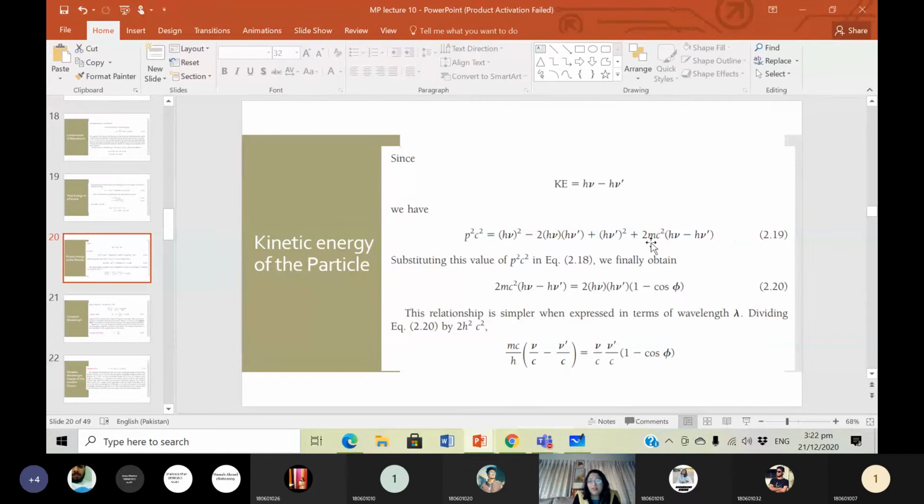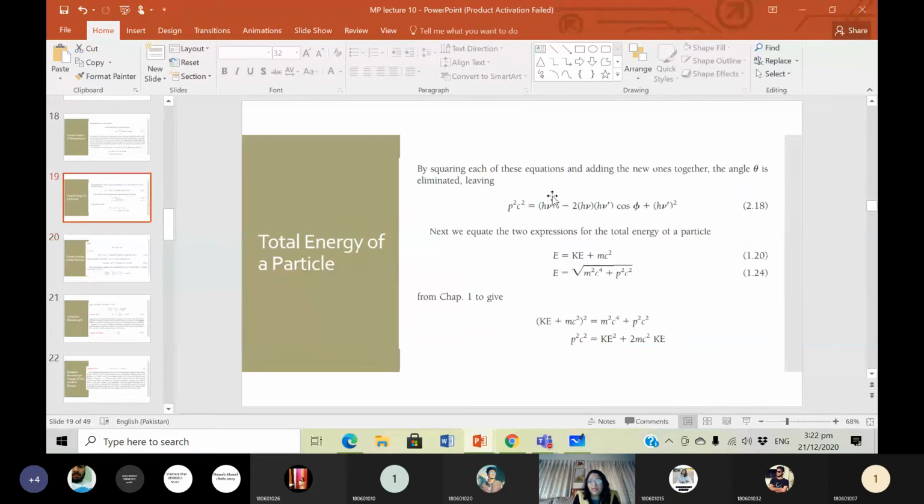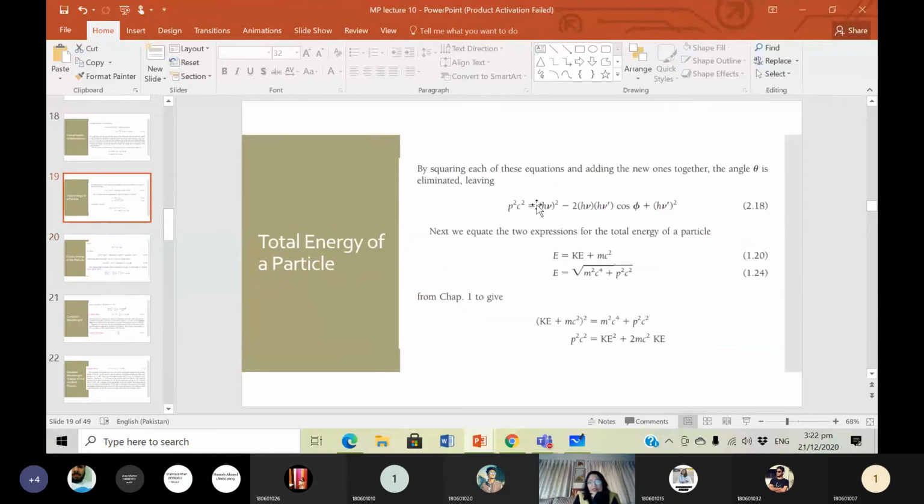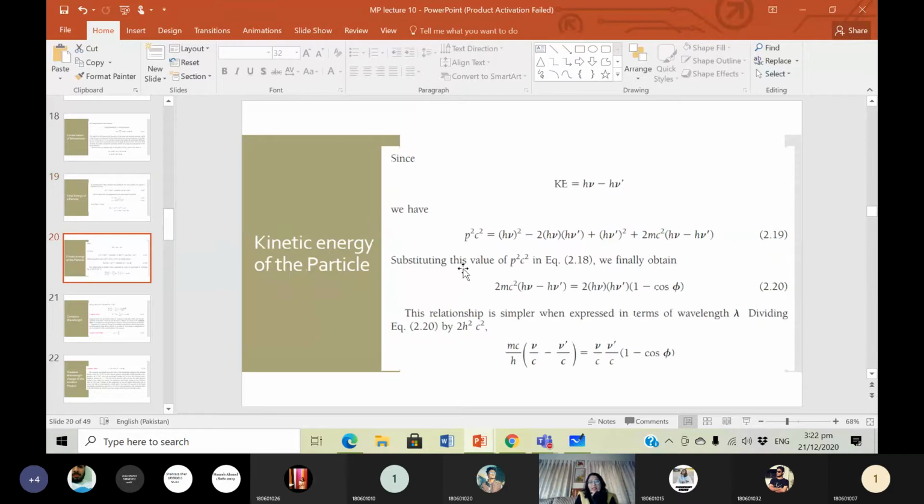Now we will equate 2.19 with 2.18. Okay, instead of p square c square we put this equation, and we have equated 2.18 and 2.19. Finally, when you do some algebra, there will be some cancellations of some terms. You will get this equation, and I want you all to basically do all this algebra on your own, okay?